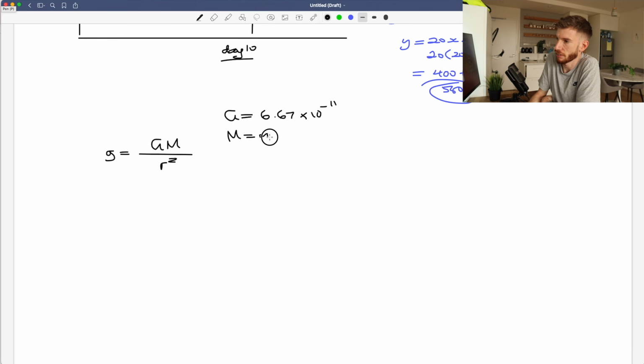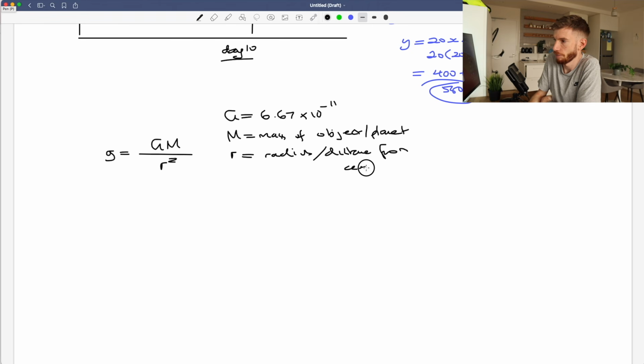Capital M is going to be the mass of the object, or the planet, or the planetary body that we're measuring the field of. And then r is going to be the radius, or the distance from the center of the planet. And they usually explain this. They don't expect people to be familiar with this formula, although it is introductory physics, and many of you may be already familiar. They do re-explain this.